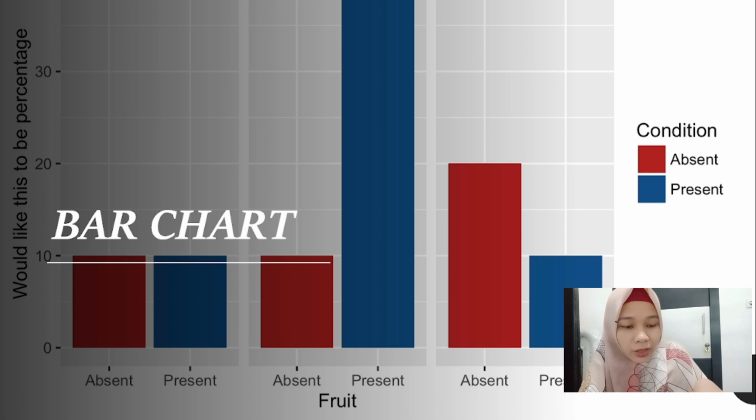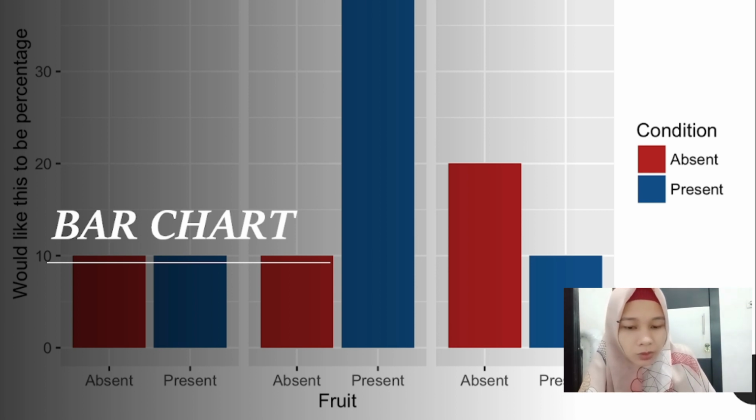On the bottom, you may see a fruit. So this chart is about fruit, okay? So fruit: absent, present, absent, present, absent, present, okay?